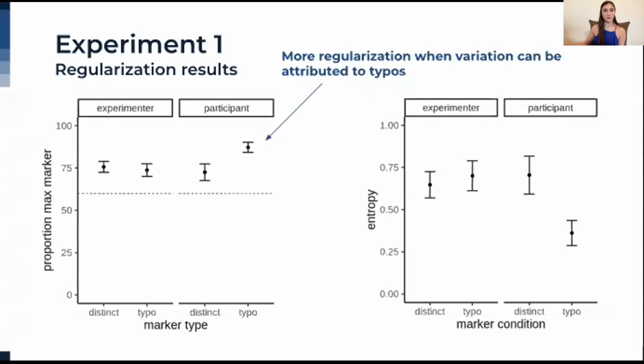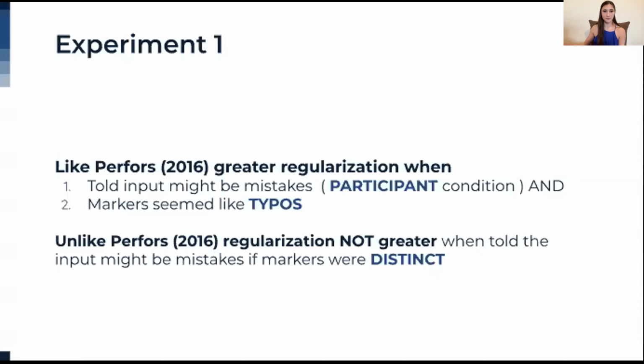We analyzed entropy of the markers used in the testing phase. So here, closer to 0 means more regular, and we found the same result. Only those who were told the input might contain mistakes and had markers that looked like typos regularized more. So like Perfors, there was greater regularization when participants were told input might be mistakes, the participant condition, and when the markers seemed like typos. But unlike Perfors, regularization was not greater when told the input might be mistakes if the markers were distinct. So it seems they can change their regularization behavior even when they are learning a rule.